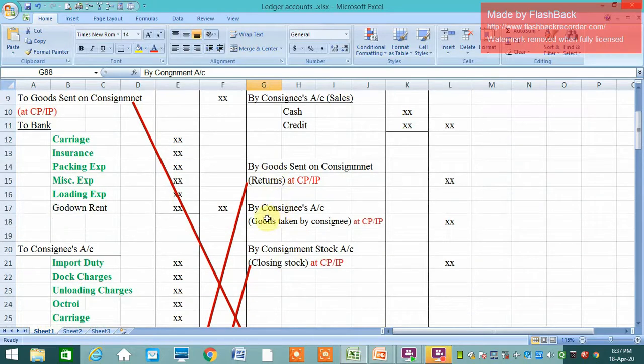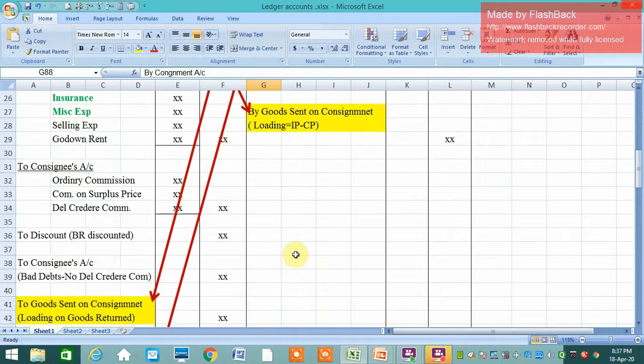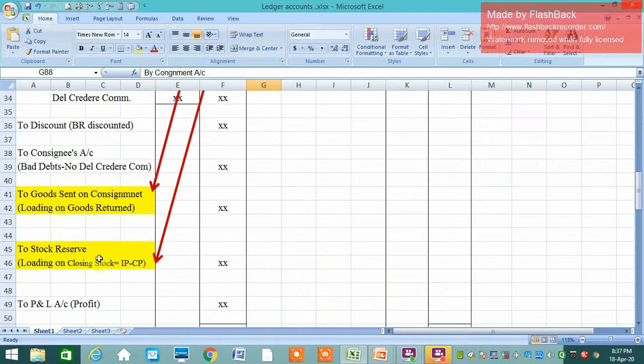When goods are taken over by the consignee, this is the purchase for the consignee and sales for the consignor, and it will come on the credit side. Then closing stock will come on the credit side. Loading of closing stock will be recorded as stock reserve. This is the loading on goods return. This is the loading on stock reserve.